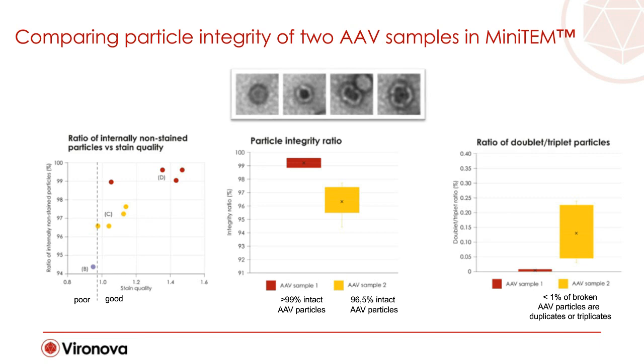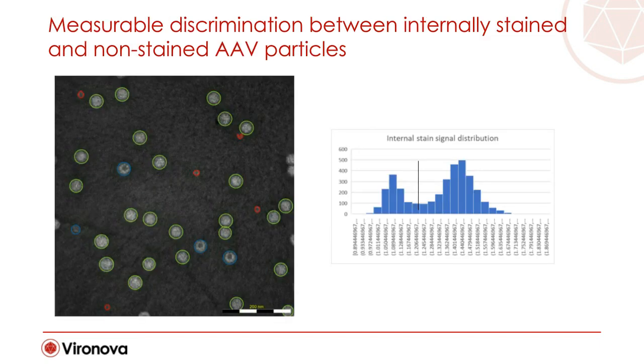As mentioned in the previous slide, the level of internal stain can be measured. Here, the MiniTEM system has been used to image, detect, and differentiate between the two types of particle. This can be displayed as in the histogram to the right, where the internal stain measurement causes two distinct peaks, which almost gives a binary separation between the internal stain particles and the non-internal stain particles.